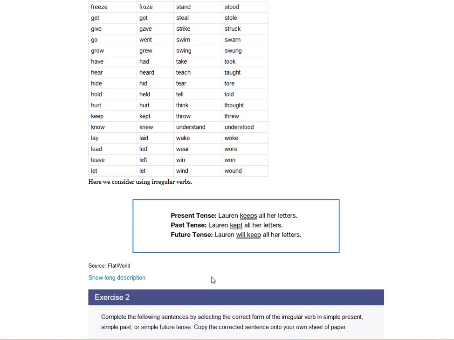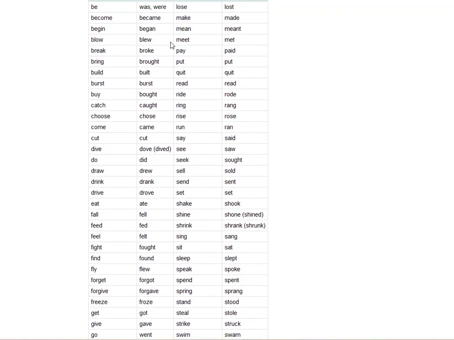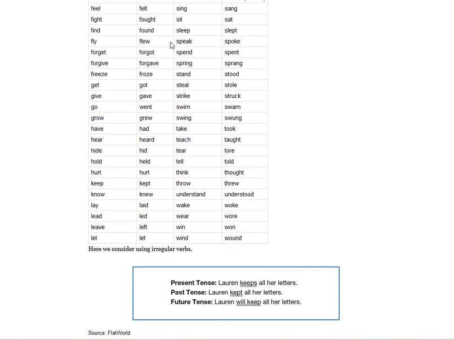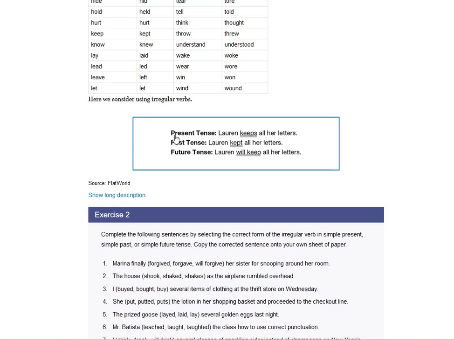Yeah, to memorize that. They also have a song on YouTube where you can actually sing this, and it sounds really cool. It's all rhymed and stuff. Anyway, present tense: Lauren keeps all her letters.